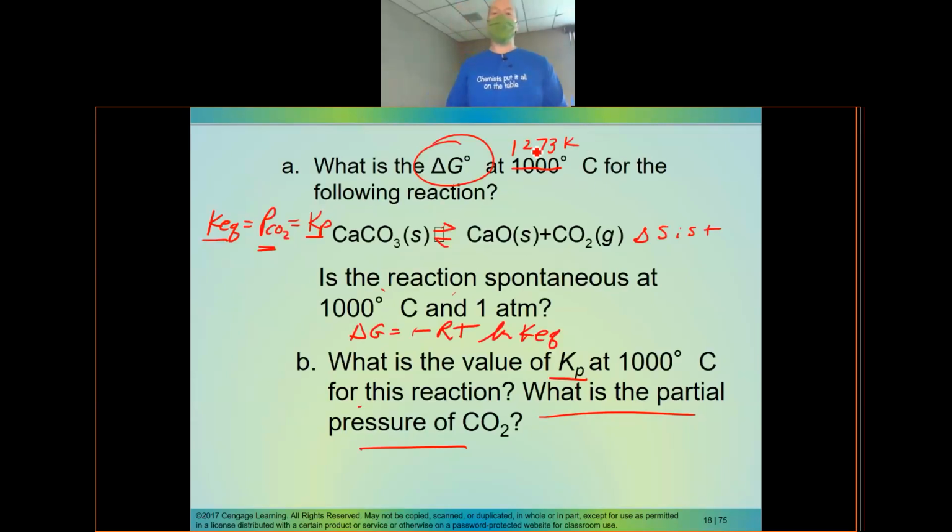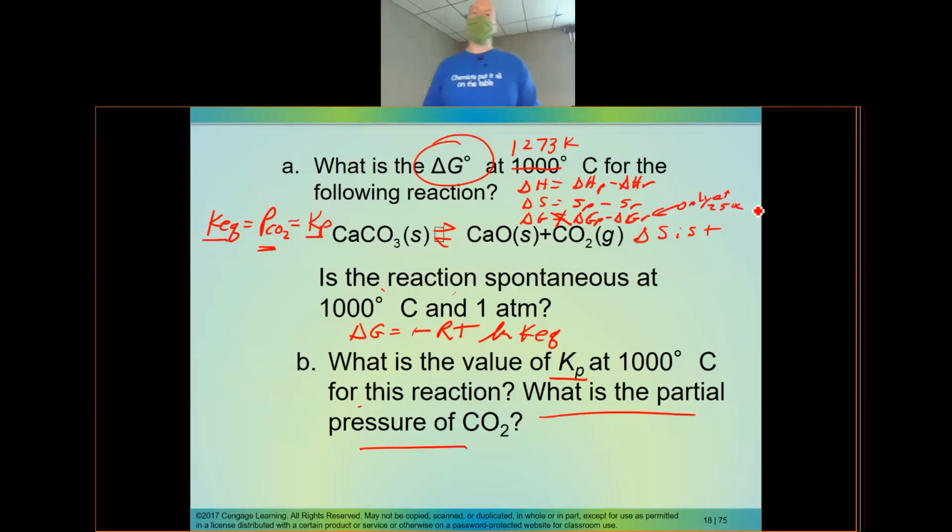All right, so we're at 1,000 degrees Celsius, so we cannot use delta G off the table. So we can find delta H. We're going to find that by taking delta H products minus delta H reactants. We can find delta S. That's taking the S of the products minus the S of reactants. Delta G, we cannot do delta G products minus delta G reactants. This is only at 25. So you cannot use that equation to find the delta G.